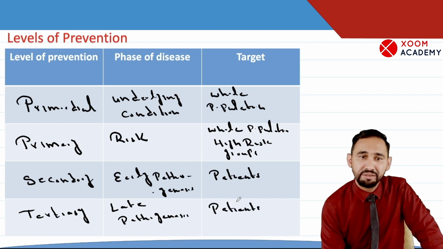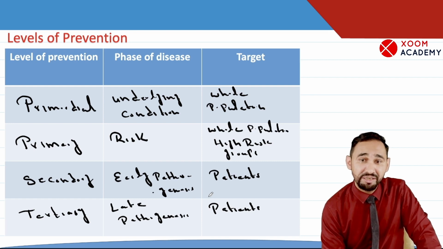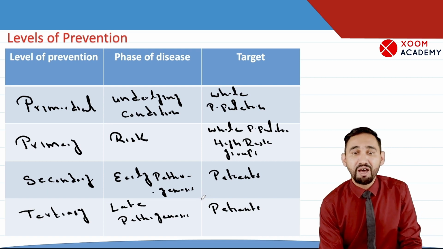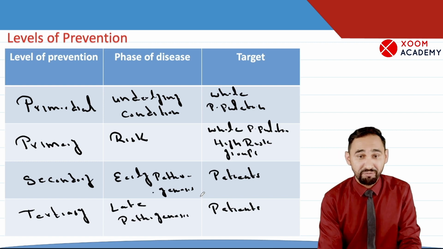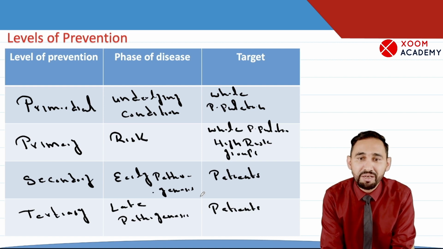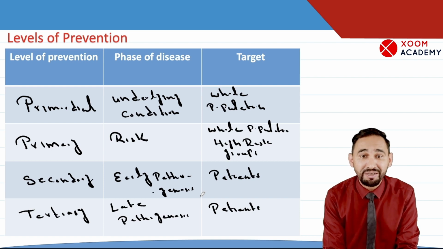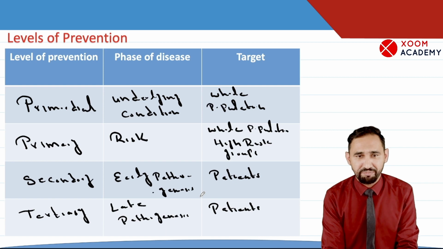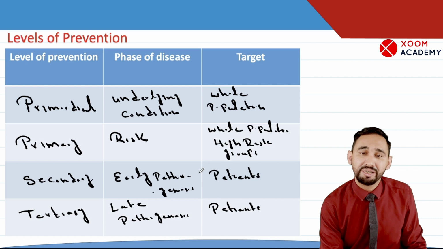So all these levels of prevention are applied at various phases of disease, and various populations are targeted. Primordial prevention, we have to stop the development of risk factor, and we apply it on whole population. If risk factor is developed, then we have to stop the progression of risk factor. We will apply it on high risk group or in whole population. When risk factor invades, it causes a disease. We have to do secondary prevention in early pathogenesis. And then we have to do tertiary prevention in late pathogenesis. And both of them are done in patients.